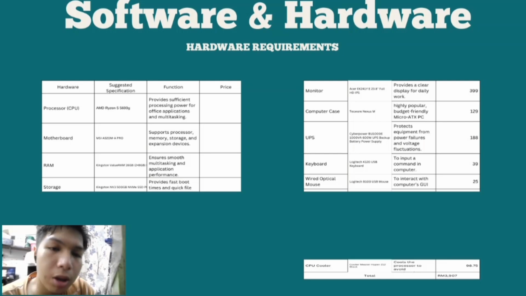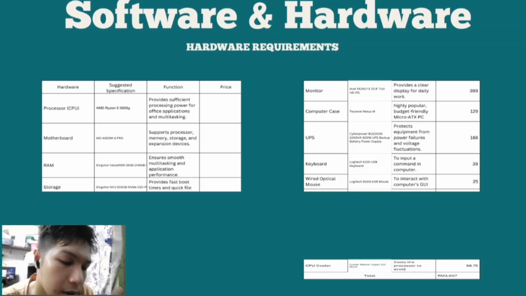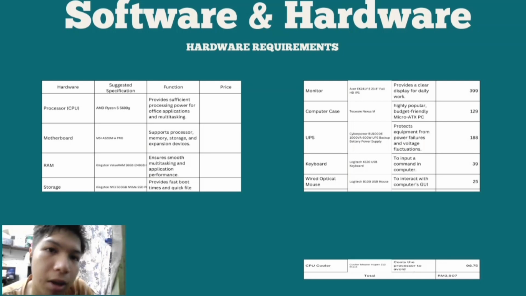For the next one, we're gonna talk about RAM. The RAM we picked is Kingston Value RAM, 16 gigabytes, DDR4 3200. The computer uses 16 GB of DDR4 memory running at 3200 megahertz. This allows multiple applications to run smoothly without slowing down, making it suitable for multitasking and other classroom activities that the teacher would do.